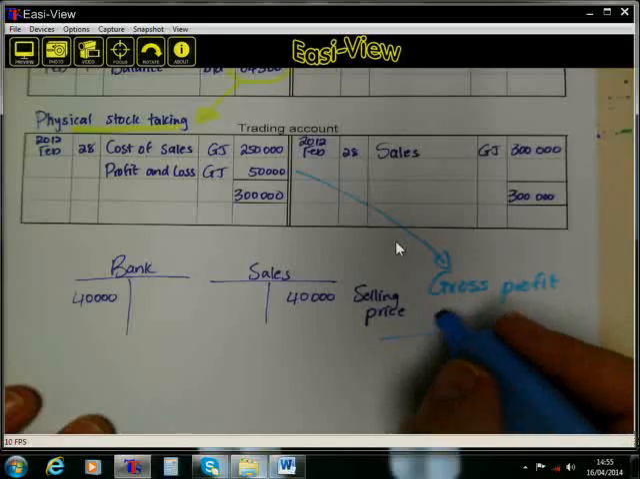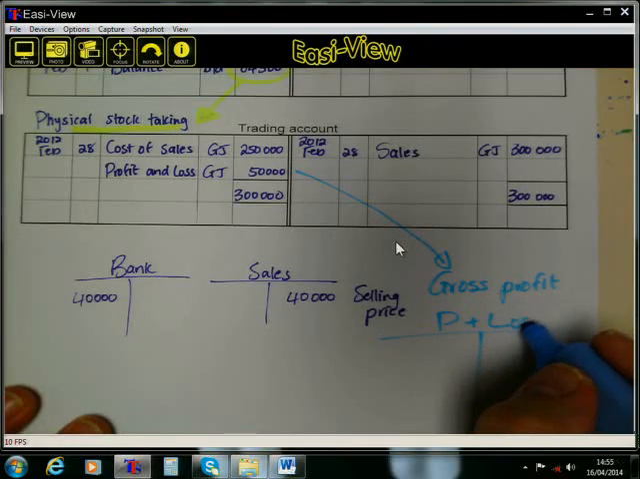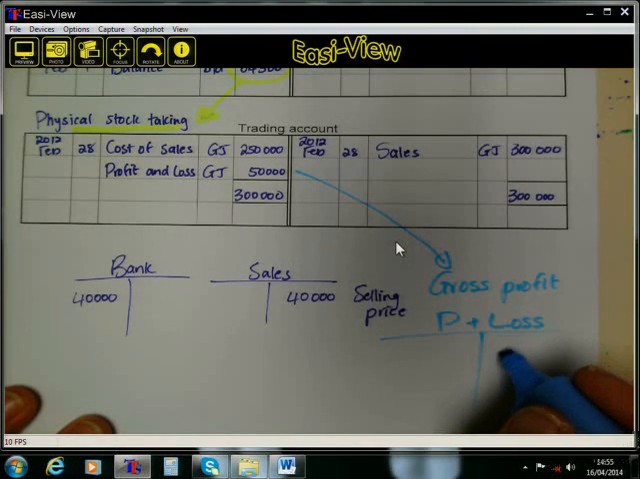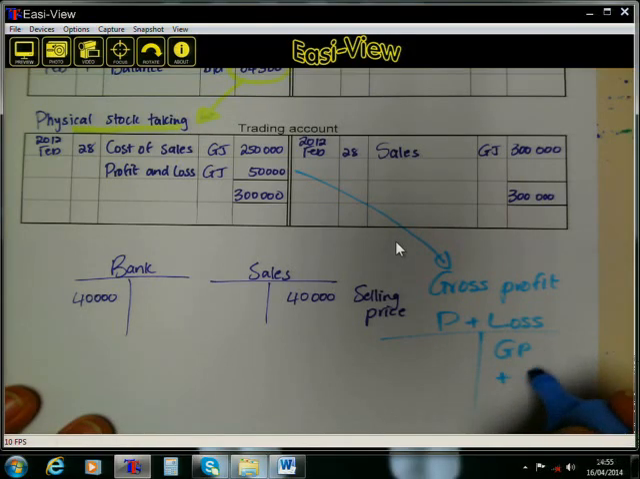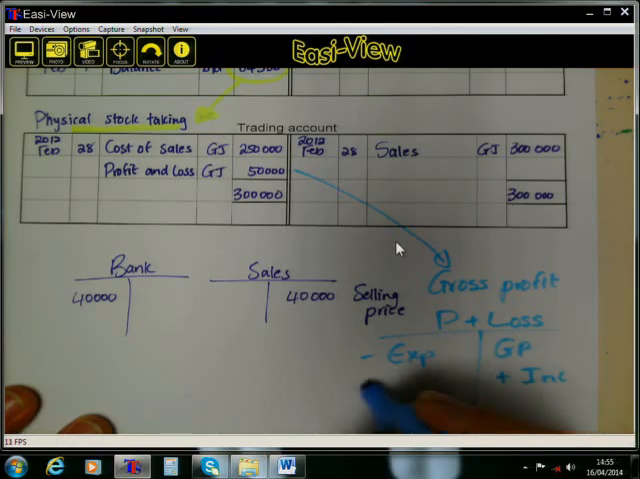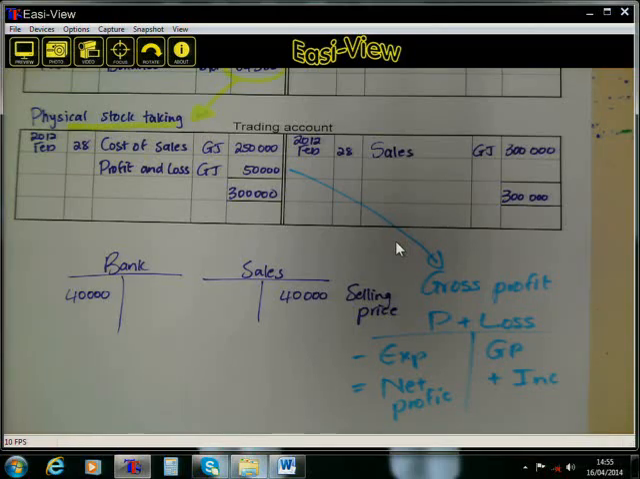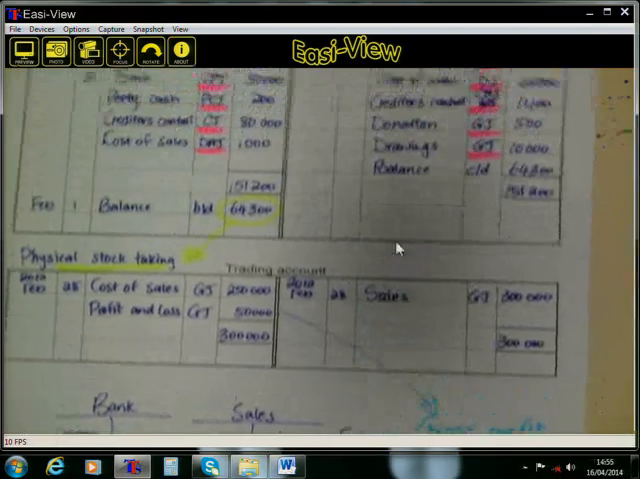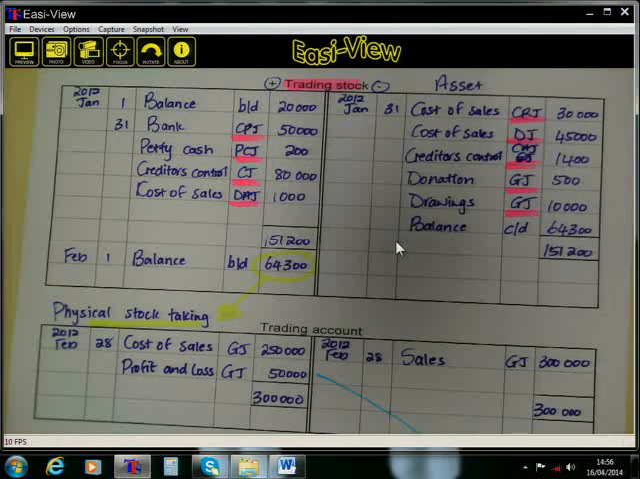In your profit and loss account you are going to put the gross profit there, you're going to add the income, and then you subtract the expenses, and then you've got your net profit. That is your profit and loss account. Okay, so this was the perpetual system where we show that everything happens there. Now I'm going to the periodic system.